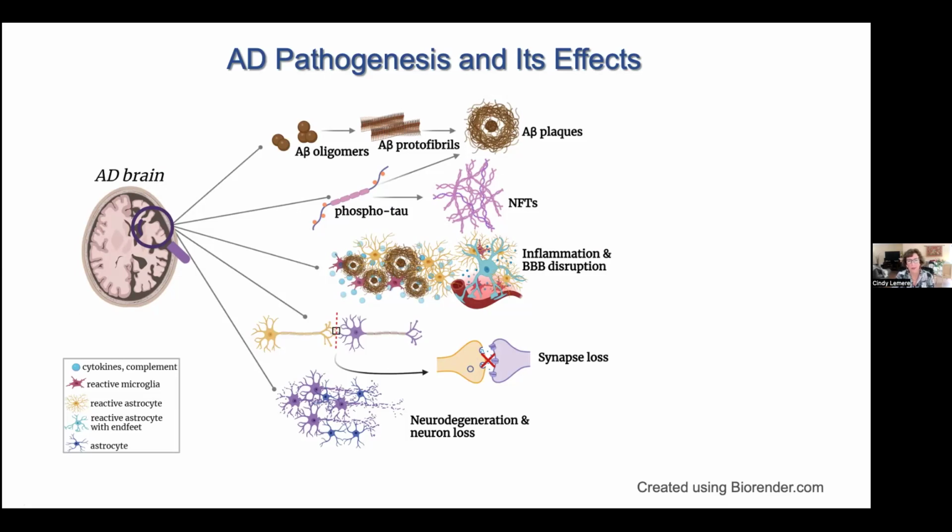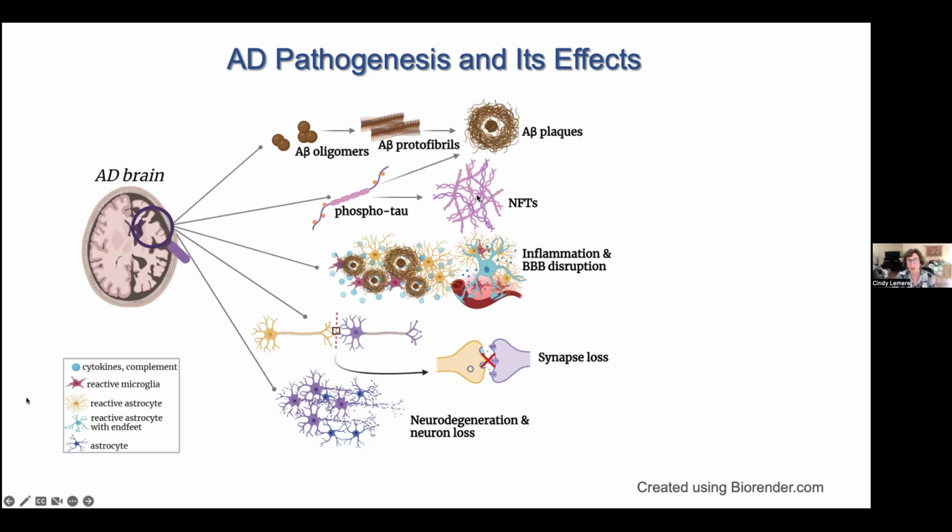Before we get to that point, though, there is an accumulation of A beta oligomers, which are small soluble aggregates of beta amyloid protein, A beta protofibrils, and finally amyloid plaques. There's also amyloid accumulation in the vasculature. As I mentioned, that's called congophilic amyloid angiopathy. There are also changes in phosphorylation of tau, and this causes aggregation of tau. And then you start to see these intracellular neurofibrillary tangles being formed.